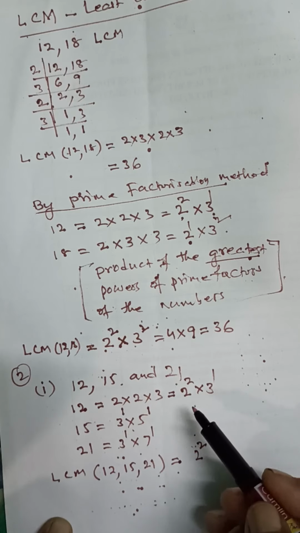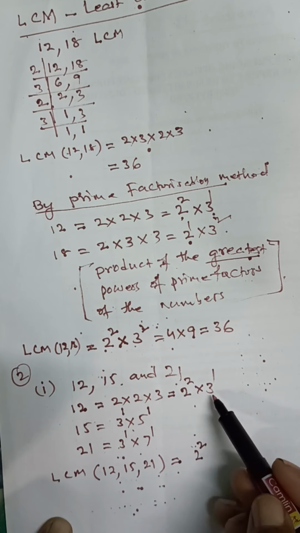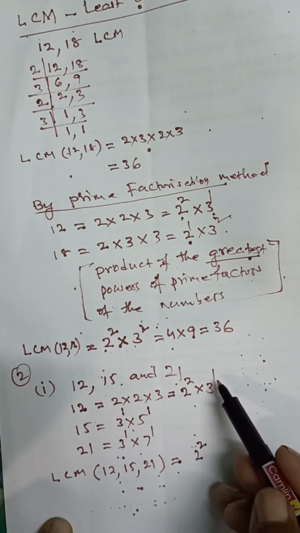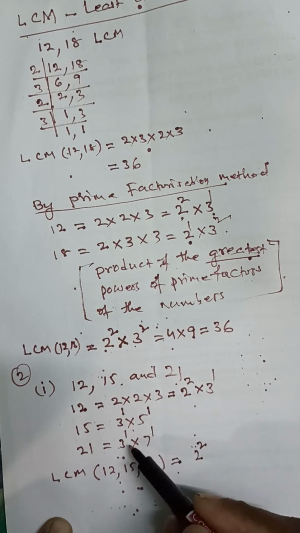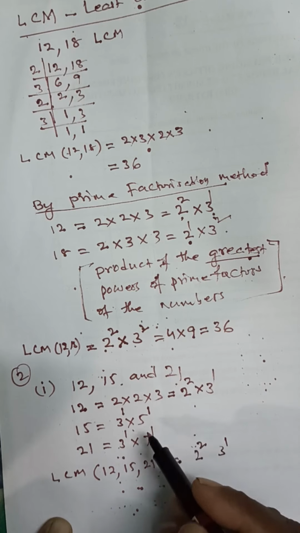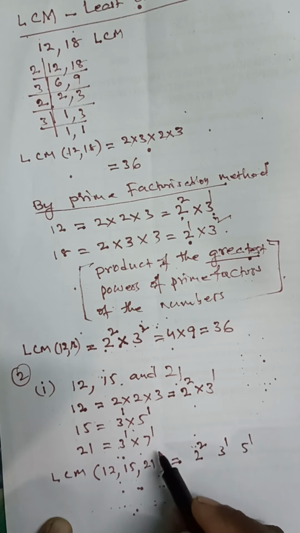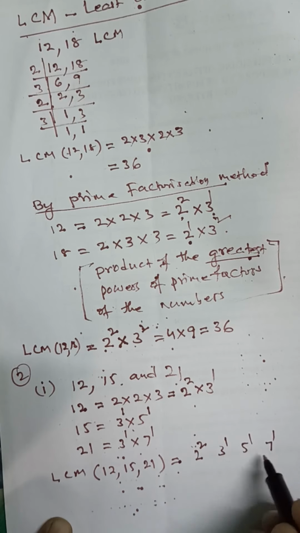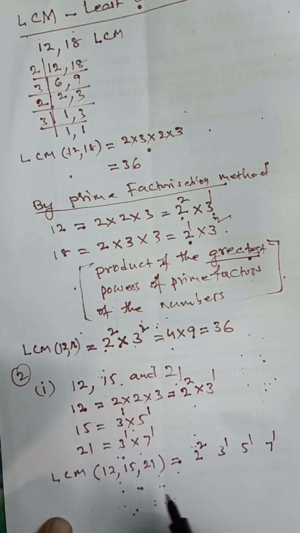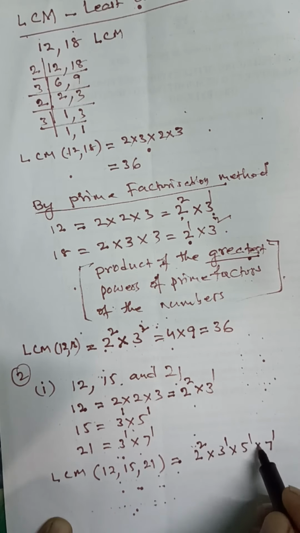So the greatest power of the prime factor 2 is 2 square here, and for 3, it is 3 to the power of 1. And one more prime is 5, only one 5, so 5 to the power of 1, and 7 to the power of 1. So the LCM is the product. Product means we have to multiply these.